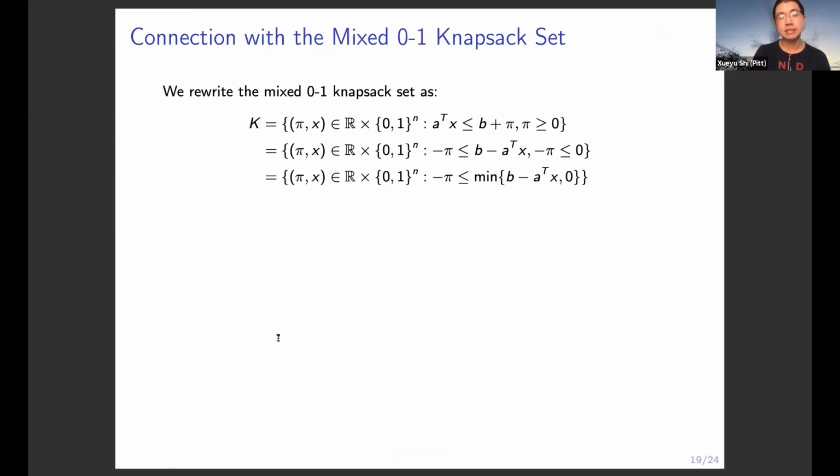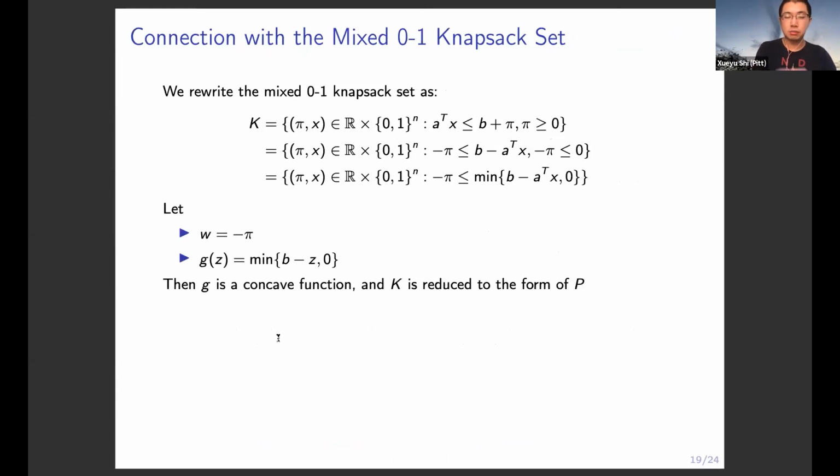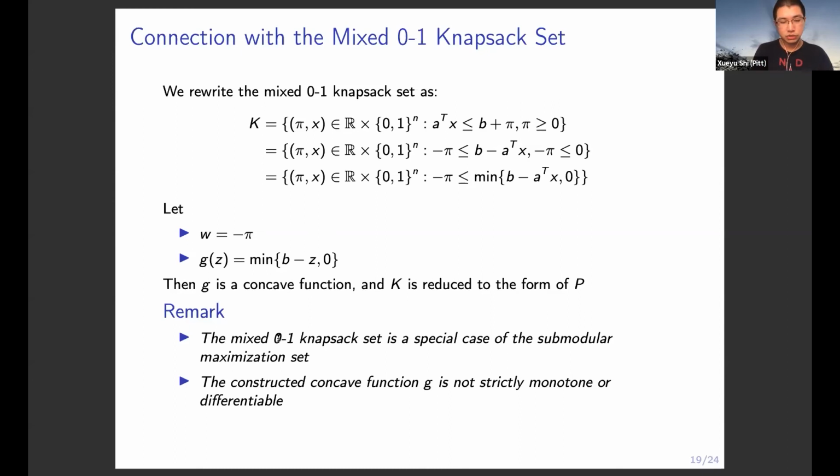So for the mixed 0-1 knapsack set, we can reformulate K. We first move the continuous variable pi to the right-hand side and merge the lower bound constraint and knapsack constraint. We let w equal to minus pi and define a concave function g as minimum of b minus z, 0. So therefore, the mixed 0-1 knapsack will reduce to the form of the submodular maximization set. Especially, the constructed concave function g is a piecewise linear function. It's not strictly monotone or differentiable.